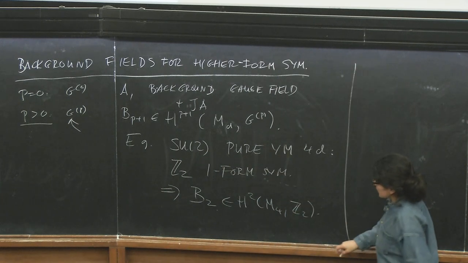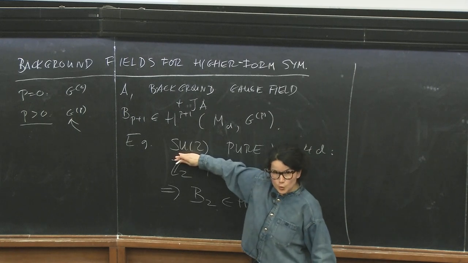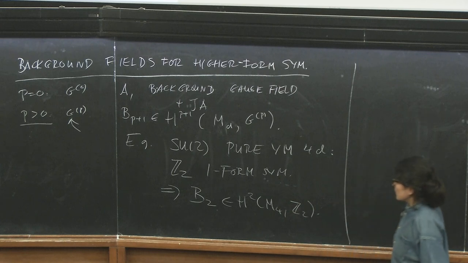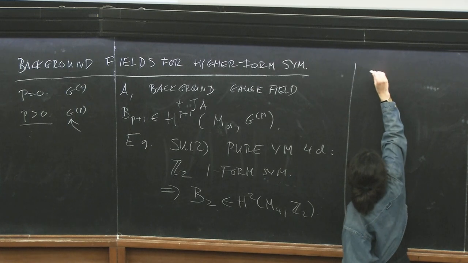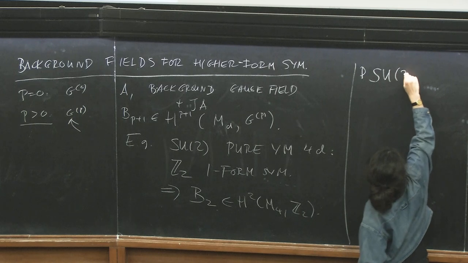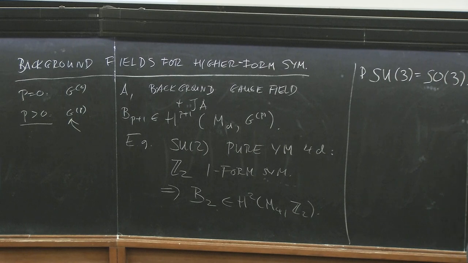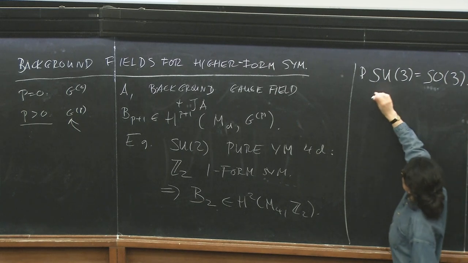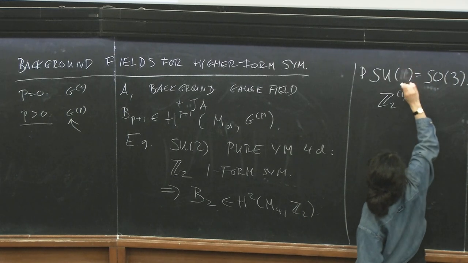Okay, so we also discussed yesterday how we go from SU(2), which has a Z_2 center one-form symmetry, to a gauged form, so we also looked at the PSU(2), or as it's more commonly known, the SO(3) theory, pure Yang-Mills theory. And this has a magnetic Z_2. It's PSU(2). Sorry, absolutely, thank you.